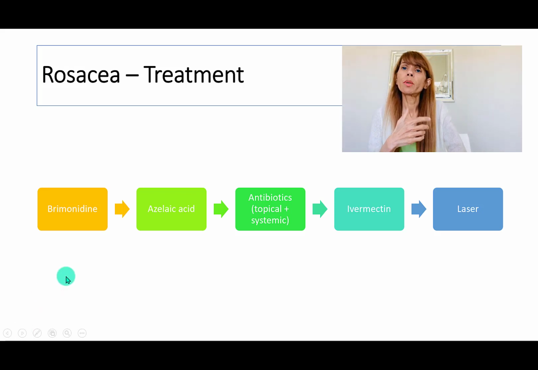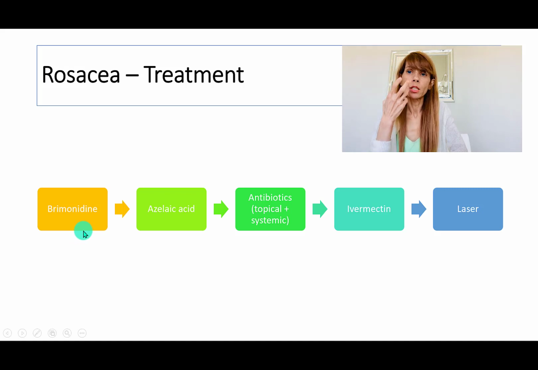For rosacea treatment, you can remember the mnemonic BALE. With B we remember brimonidine. Brimonidine is a compound that is used topically to reduce the flushing, or the redness, associated with rosacea. It's very effective, and it causes a lot of patient satisfaction because they can get rid of the flushing, which is quite uncomfortable, and the redness.